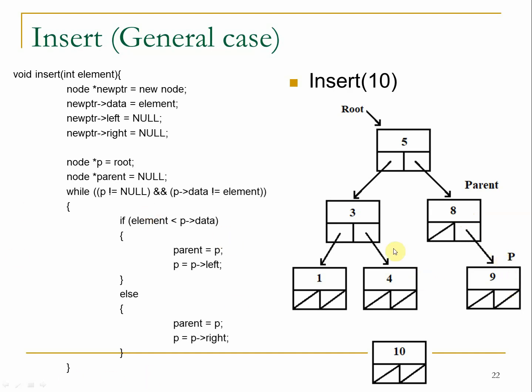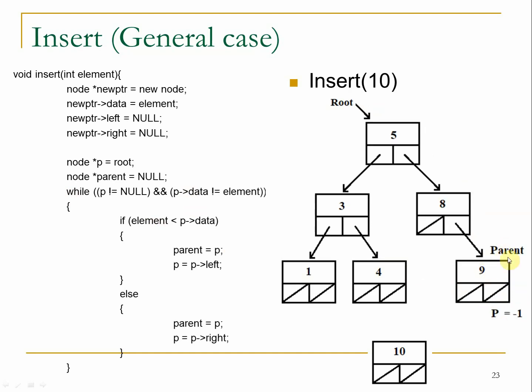Come back over here, do it one more time, and compare: P is not null. It has the address of this element. Data 9 is not equal to 10, so we keep moving. Before we move P to the right side, which is going to be null, we remember parent equals P, so parent is at this address and P is a null location.